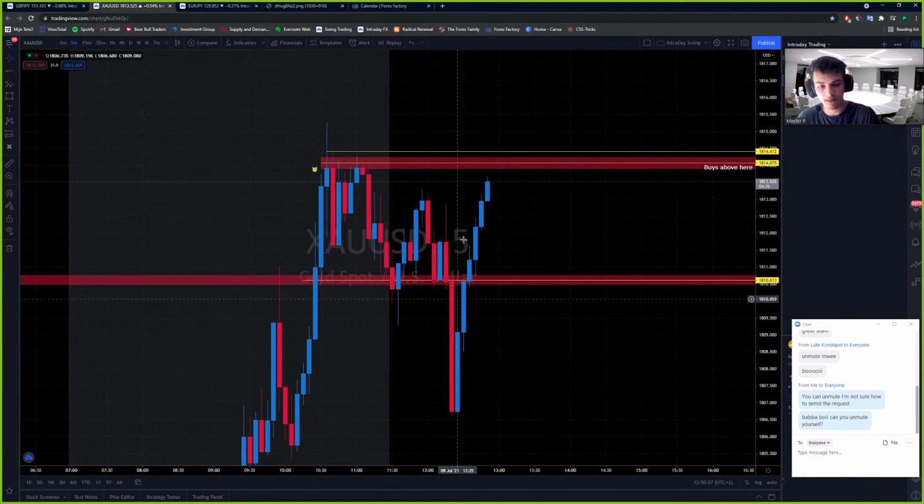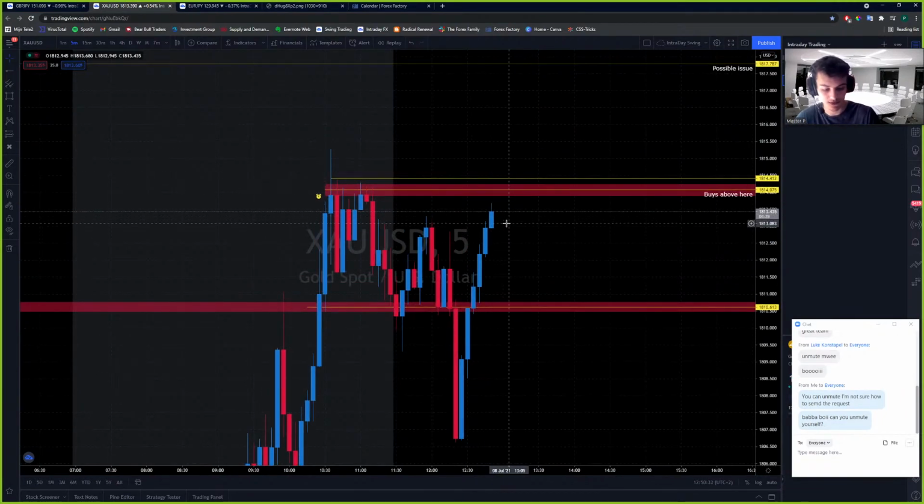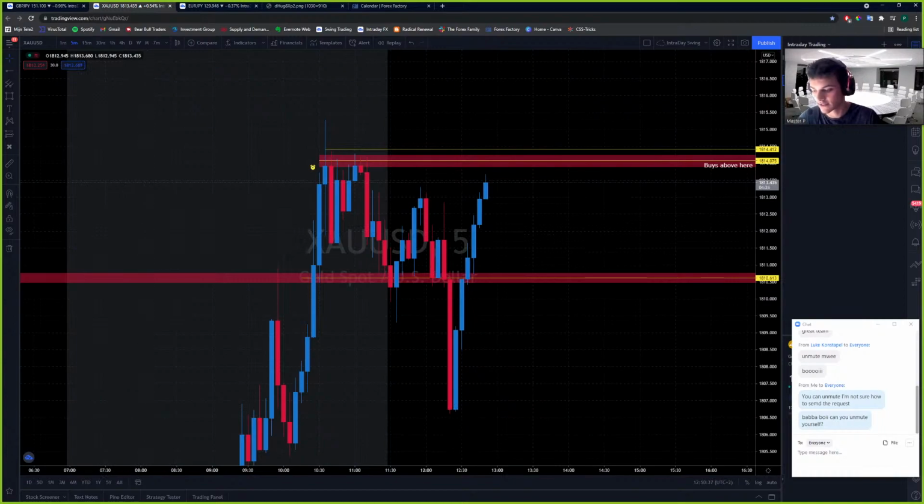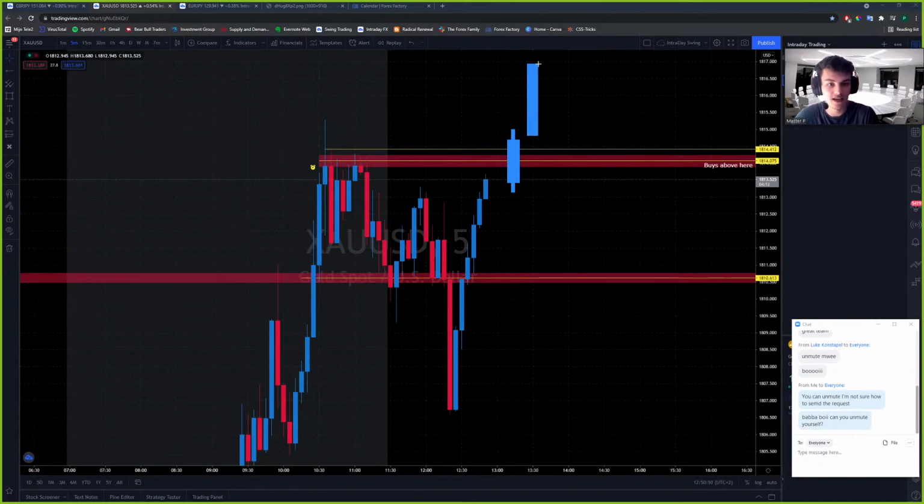It's also been coming up with no form of pullback just yet, so I wouldn't want to be caught in the pullback. I don't want to hold the pullback, so I'm gonna wait. It depends. If we get a pullback after tapping this range and then a 5-minute close above, then I'd wait for the 5-minute to close above here. That'd be pretty good, like this, and then we can catch the first leg up.